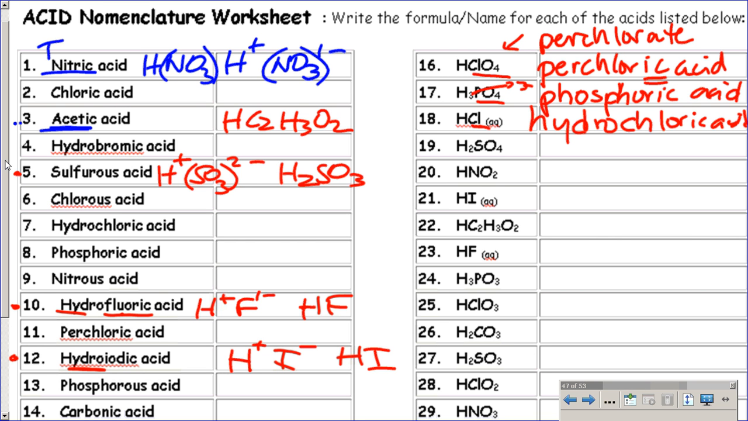All right, next one, ternary or binary? Ternary. So you say hydro? No. Okay, so go straight to the chase. SO4 2 minus. Who is that? Sulfate. So it goes to what?